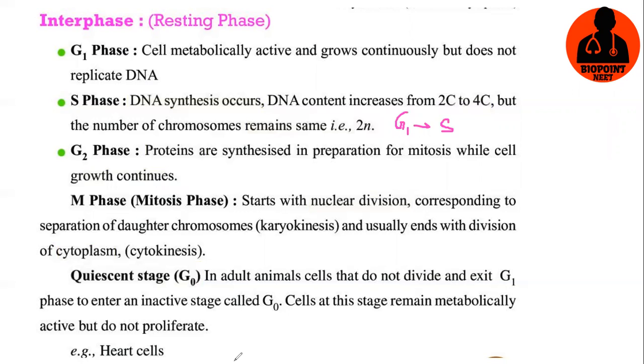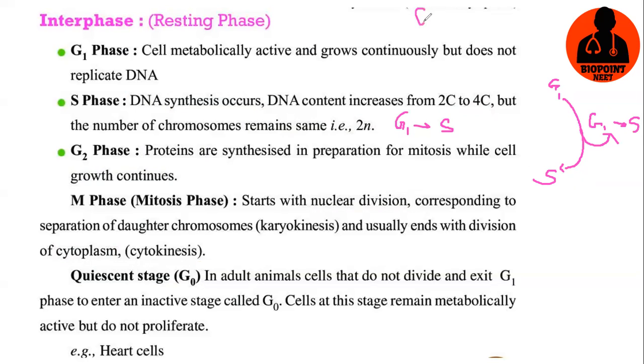G1 to S transition is the checkpoint. That is the restriction point, or the checkpoint. This is the major checkpoint. Once the cell crosses this restriction point, the rest of the cell cycle is completed. When the G1 phase is converted to S phase, the cell moves from G1 to S phase by passing through the G1/S transition checkpoint. After the G1/S transition, we can say that the cell is ready for undergoing the entire cell cycle.